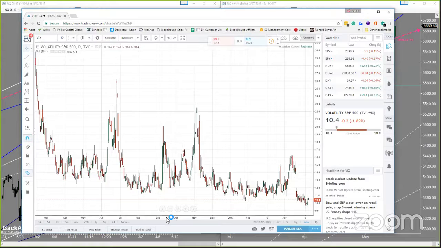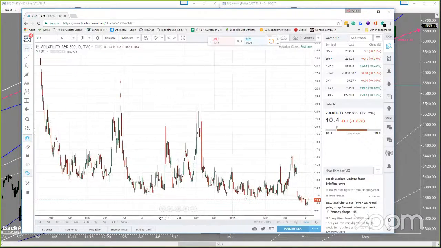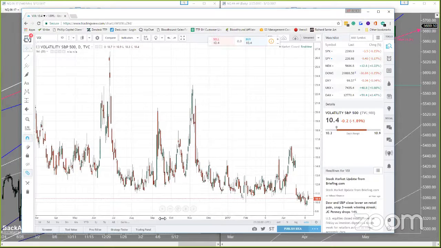So that's the volatility index, and yeah, I'd say we're due for a pretty serious swing high in the US equities.